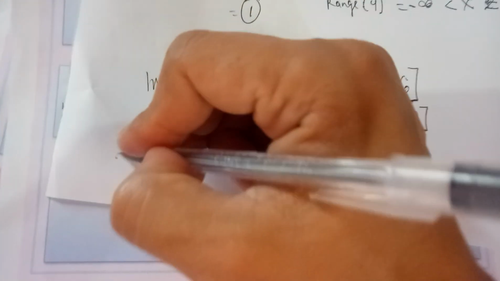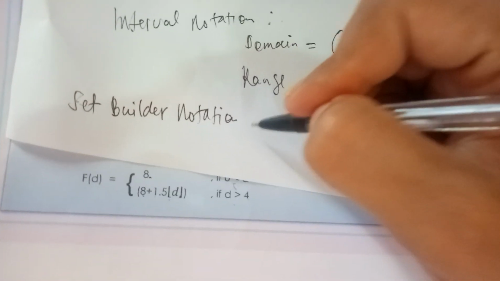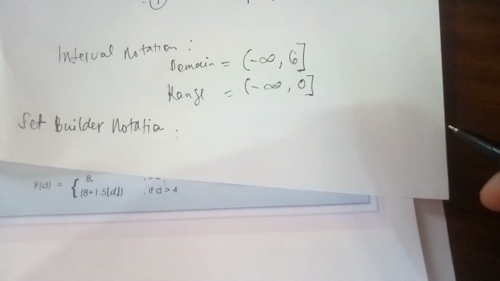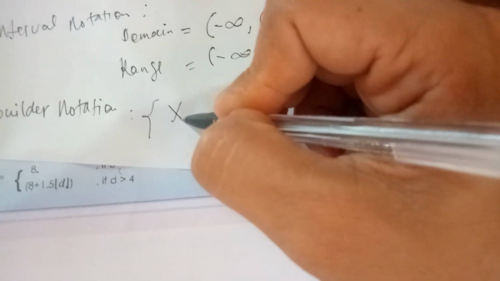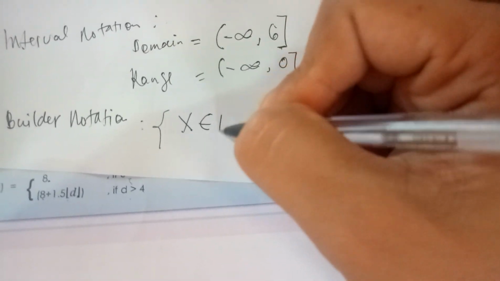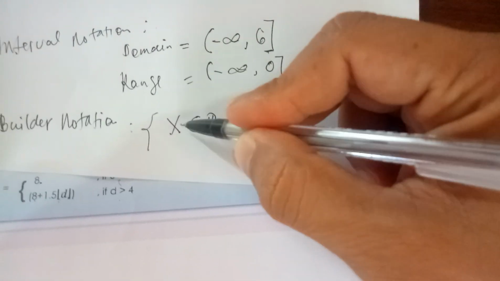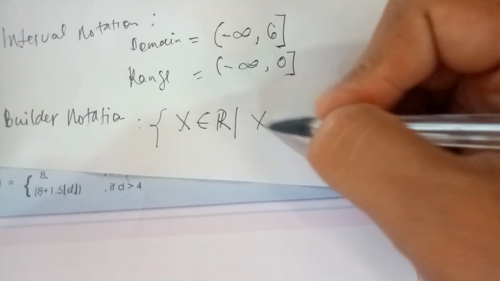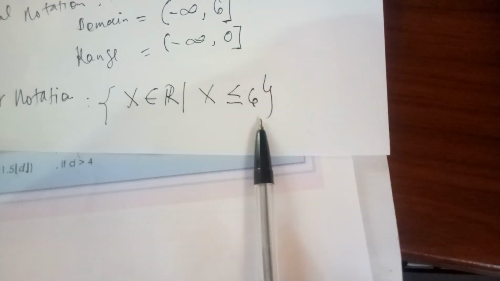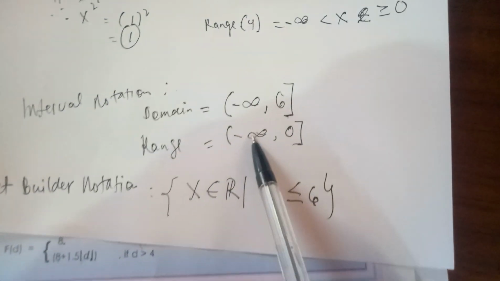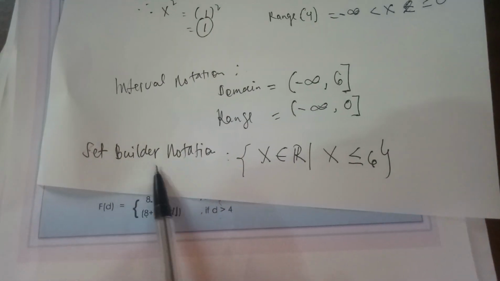Pwede rin naman siyang set builder notation. Okay? Ano ang lahat ng value ni x? Element or domain. No? So, ganito siya. X such that x element of any real number, such that x is less than or equal to 6. Pag sinabi nating less than or equal to 6, pababa na siya, 5, 4, 3, 2, 1, walang katapusan. Tinamaan na niya si negative infinity. Yun yung set builder notation.